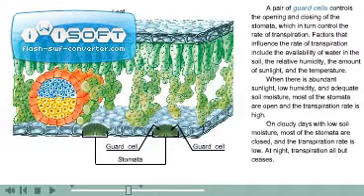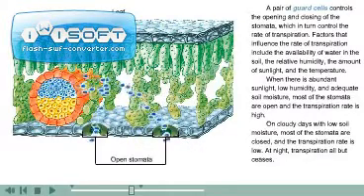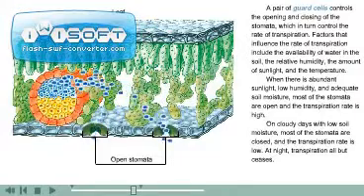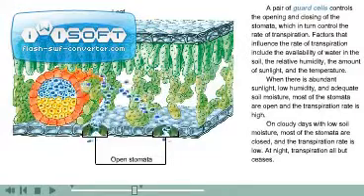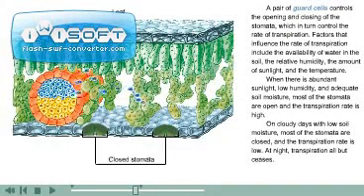When there is abundant sunlight, low humidity, and adequate soil moisture, most of the stomata are open and the transpiration rate is high. On cloudy days, with low soil moisture, most of the stomata are closed and the transpiration rate is low. At night, transpiration all but ceases.